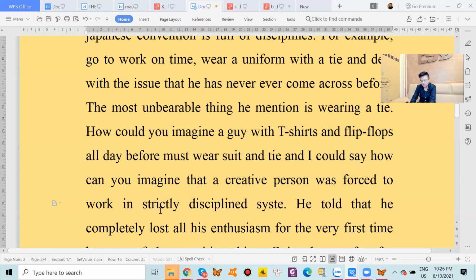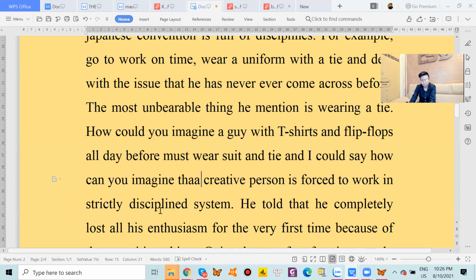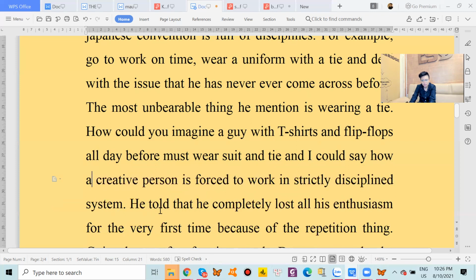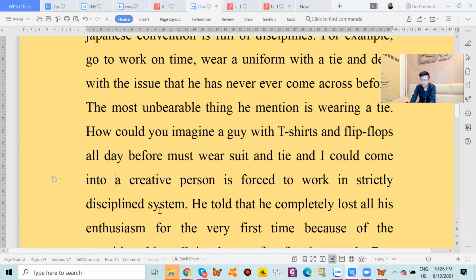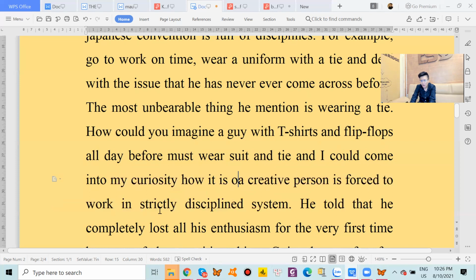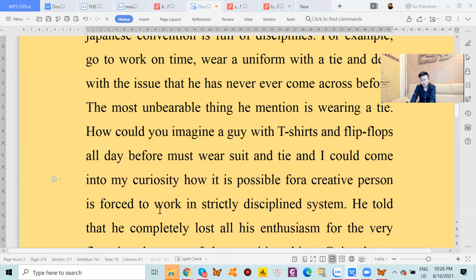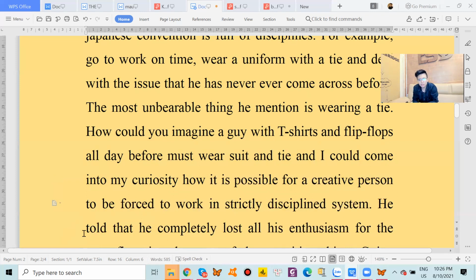disciplined system. And second of all, this one should be is, because everything needs to be written in present simple. And last one is I could come to my curiosity again, or I couldn't believe that. I couldn't believe, or I could come to my doubts, or I could come to my curiosity, how it is possible for a creative person to be forced to work in strictly disciplined system.